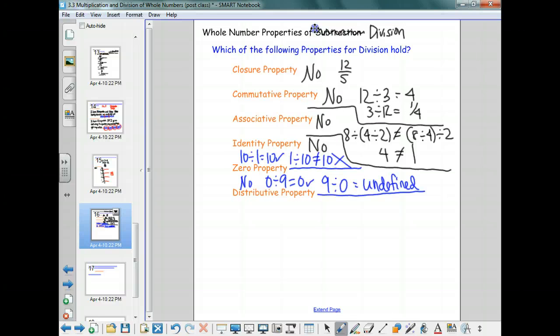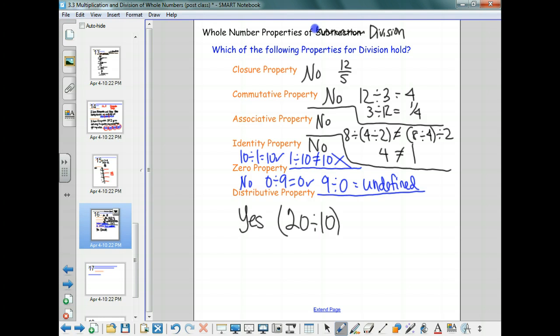How about the distributive property? This is the only one that's yes. All right, this one's a yes, and let me give you an example. You can't prove things with an example, but I'm going to show you by example why this works.